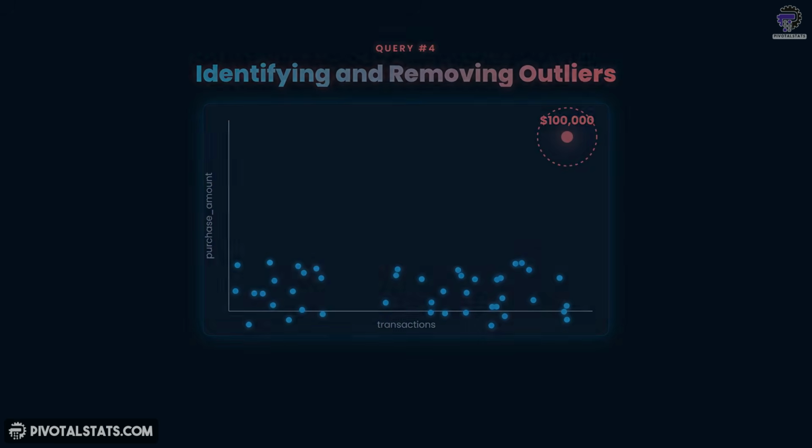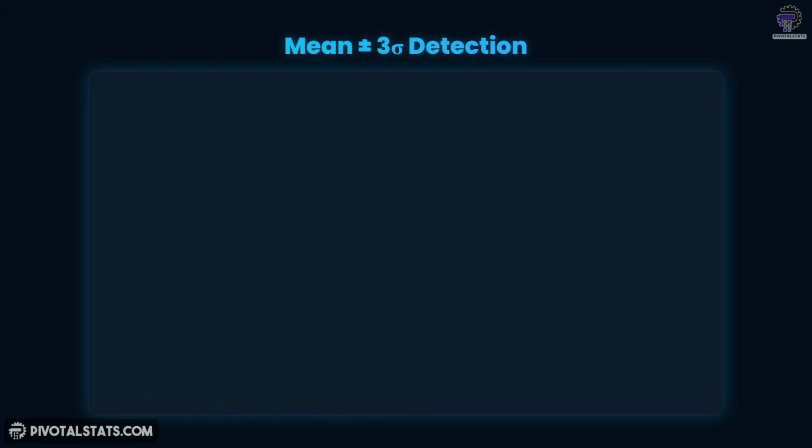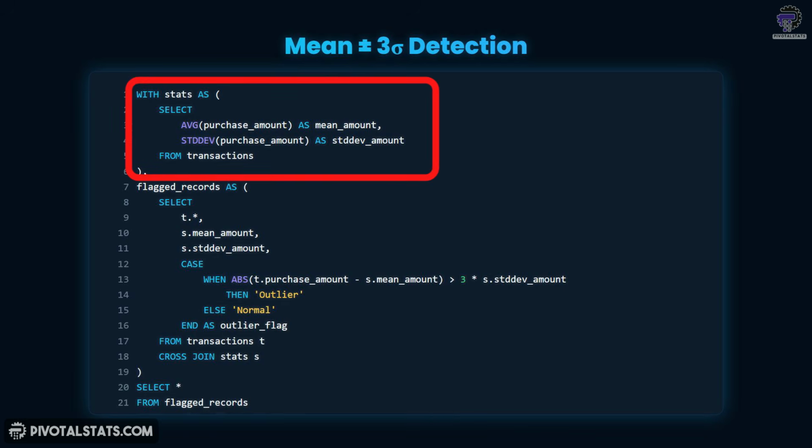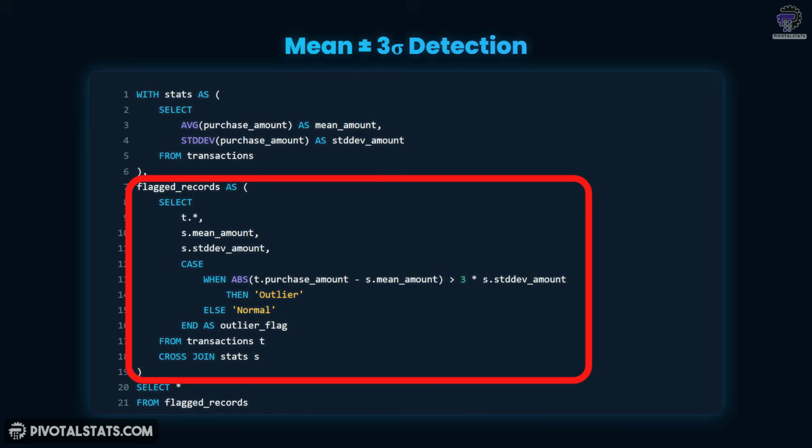The approach here uses two CTEs, two layered subqueries, and a statistical technique called the 3 sigma rule. The first CTE computes two values for the entire dataset, the mean using AVG and the standard deviation using STDEV. These are your reference statistics. The second CTE joins every transaction row against those statistics using a CROSS JOIN. A cross join with a single row subquery is a clean way to make aggregate statistics available at the row level without a GROUP BY.